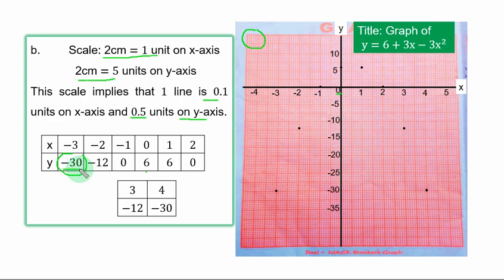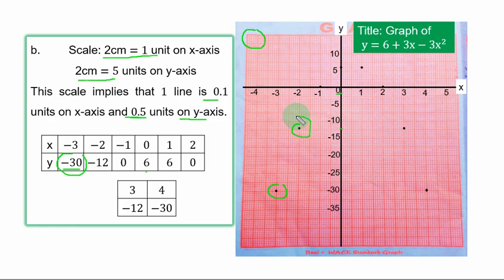Next thing is to plot when s is minus 3, y is minus 30. This is the point of intersection of the 2 points, minus 2, minus 12. Now, we said that on the y-axis, one line is 0.5. In other words, 2 lines will give you 1. So after 10, the next 2 lines 11, the next 2 lines minus 12, somewhere here. So this is minus 2, minus 12.